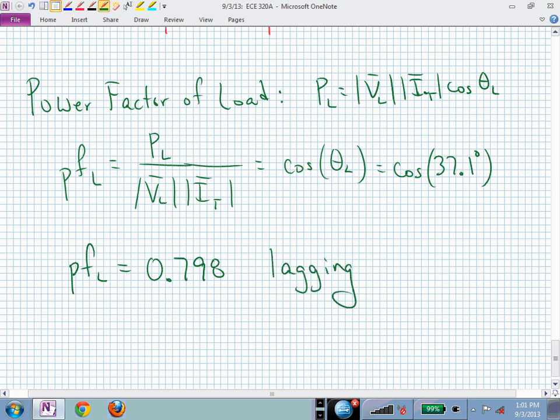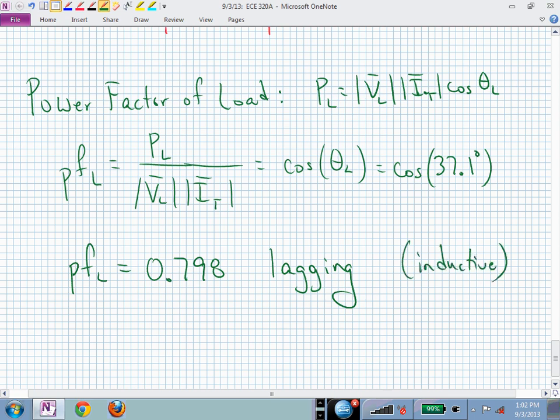Lagging is if you have an inductive load. This is now 0.798 lagging. And maybe the power company charges you extra if your power factor is 0.8 or less. It probably goes up even more if you get to 0.75, 0.7, etc. Your surcharge, or this additional charge. But that's now lagging because it was an inductive load.